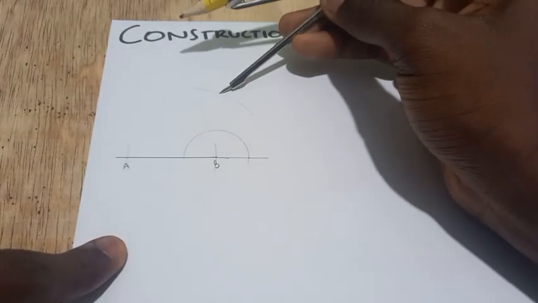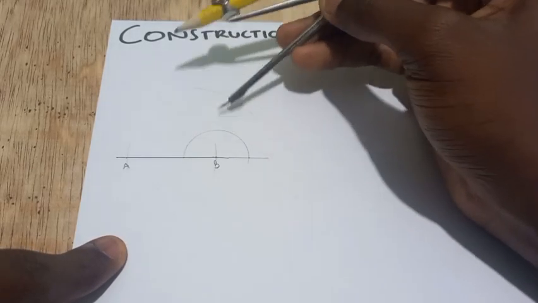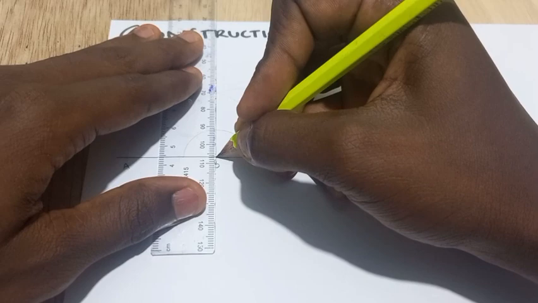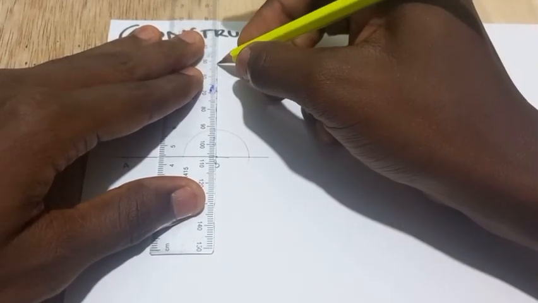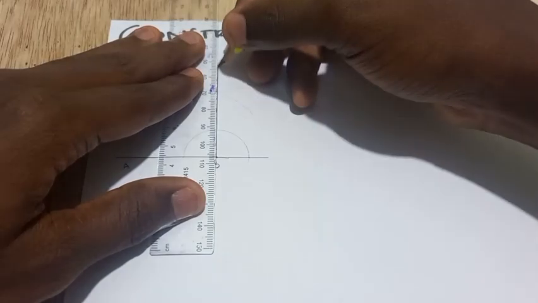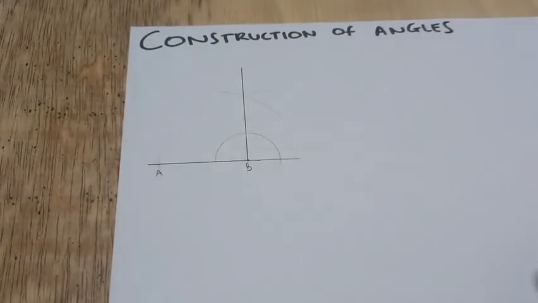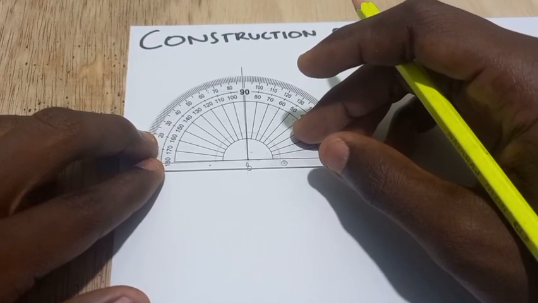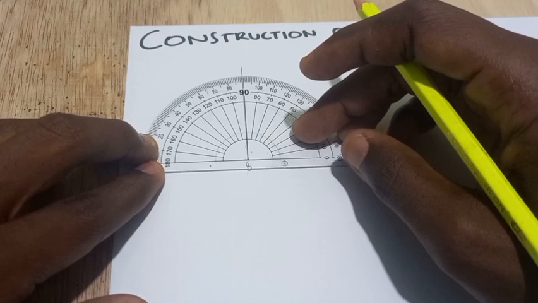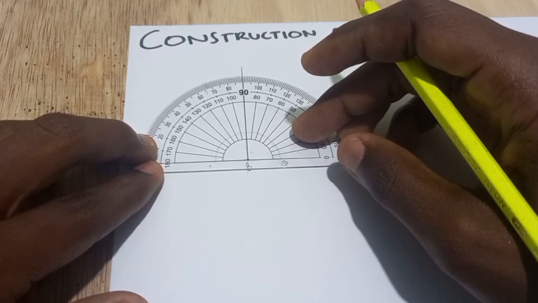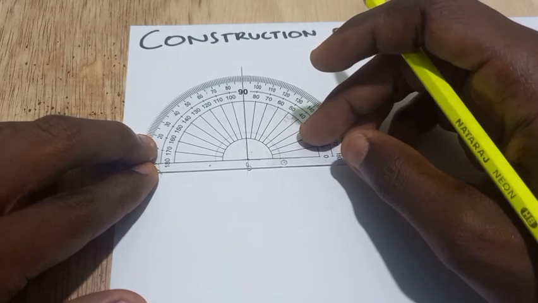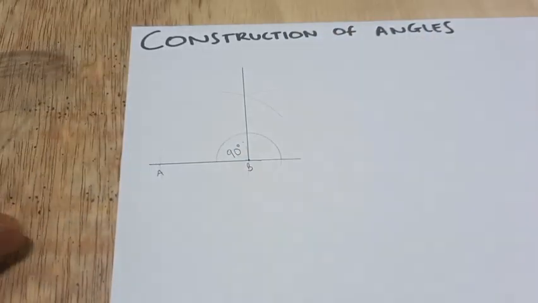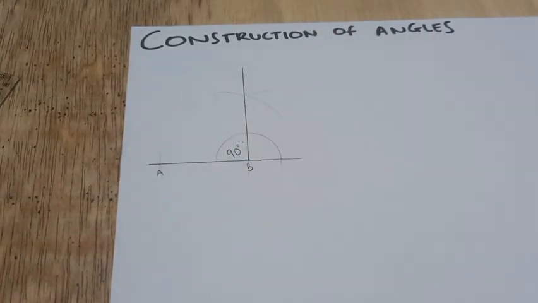Where they intersect, we draw a straight line from this point B to where they intersect. So let's draw a straight line. So we've constructed an angle 90 degrees. Let's measure. You can see that this is 90 degrees. So this is how we construct the angle 90 degrees.